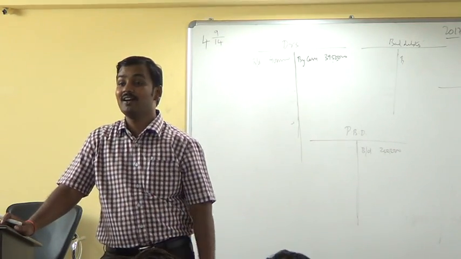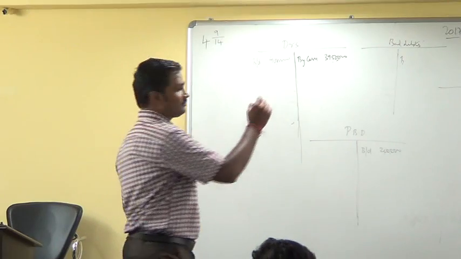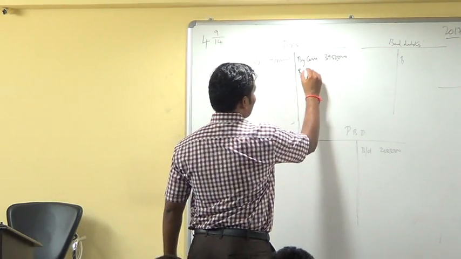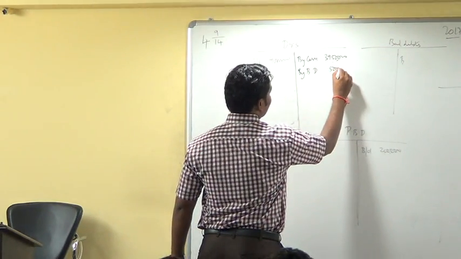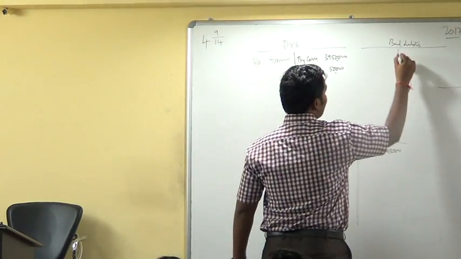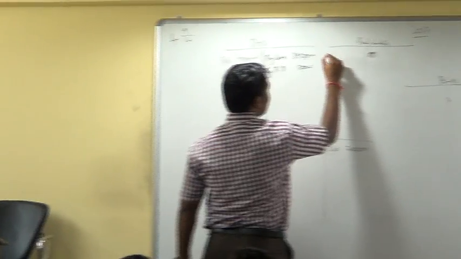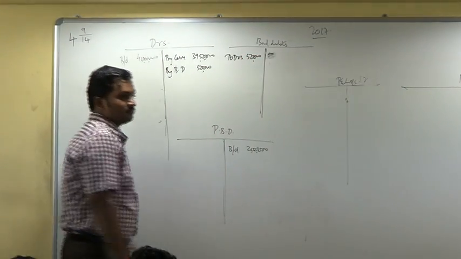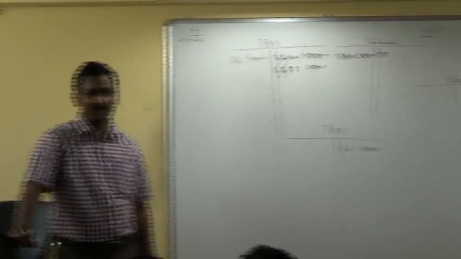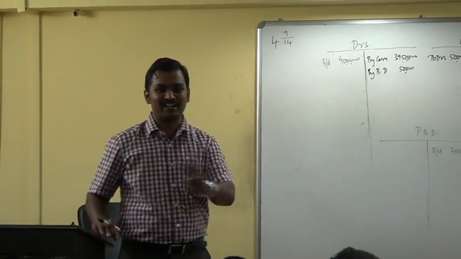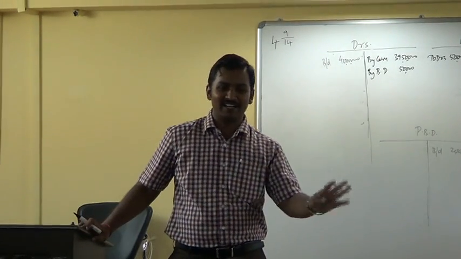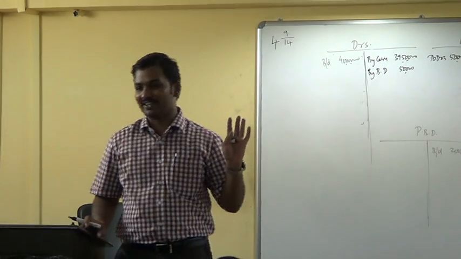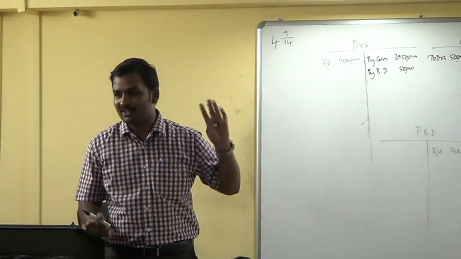What is the entry for bad debts? By bad debts. How much? 50,000. Bad debts account, all right. Debit side. To debtors. 50,000. Okay. So last year's debtors, somehow we have collected everything. 39.50 lakh we have collected. 50,000 we were not able to collect. Bad debts account is debited with the loss.